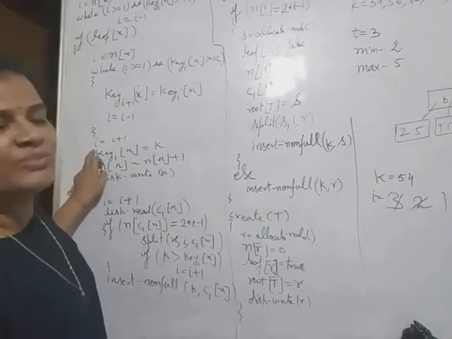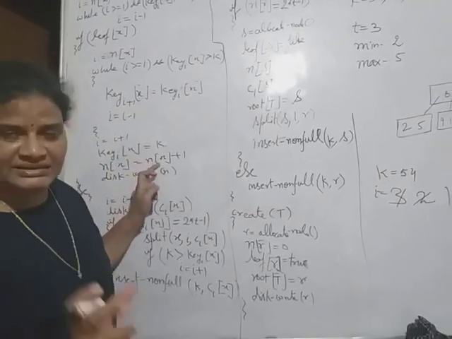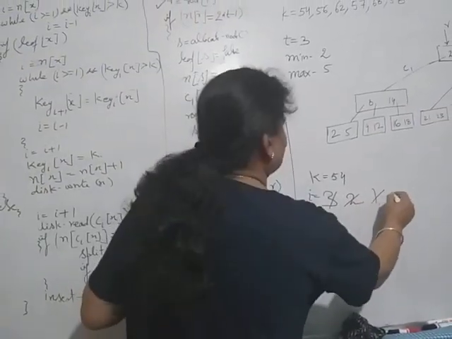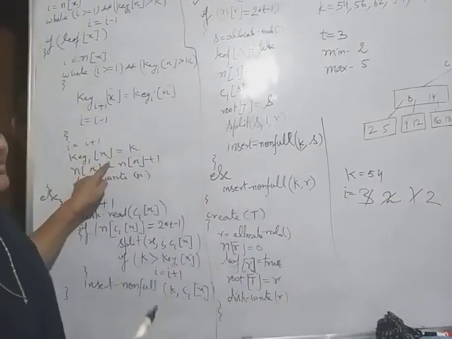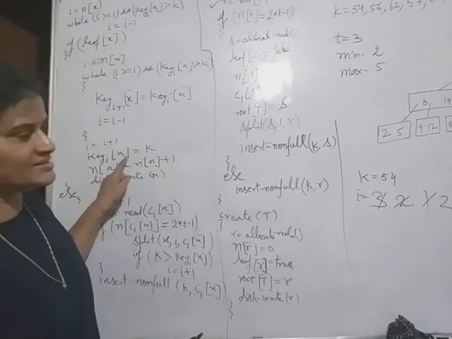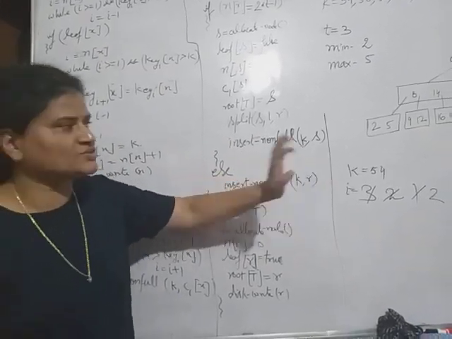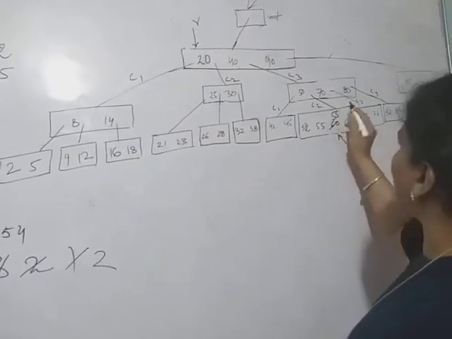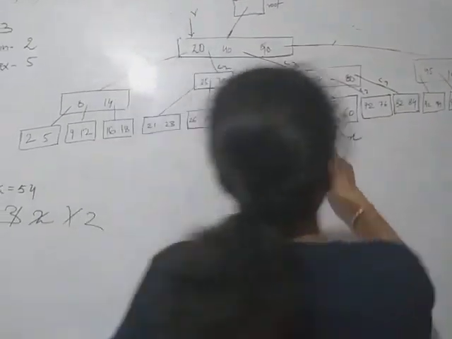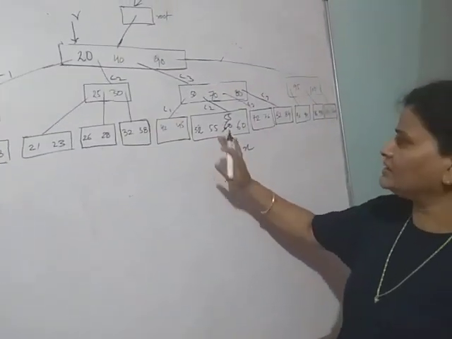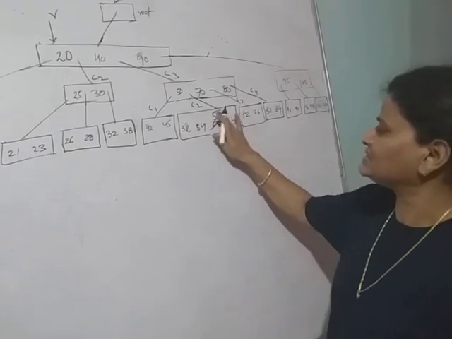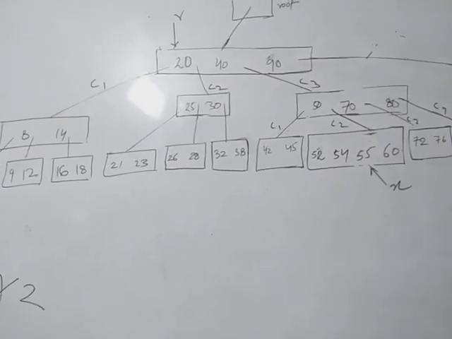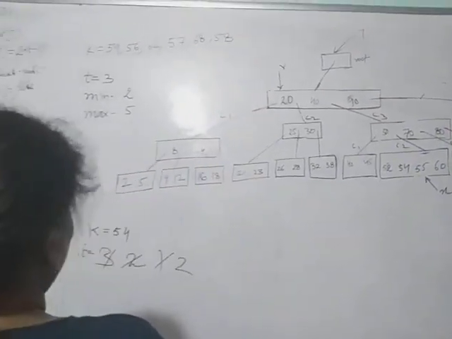Now I is incremented by 1 because the proper position is the second key position. So I is 2, and the ith key of x will be k, that is 54, what is to be inserted. So here the 60 is shifted here, 55 is shifted here, and 54 is the proper place for here. So here 54 is inserted. So this is the case 54, 55. In this way this algorithm works. Okay.